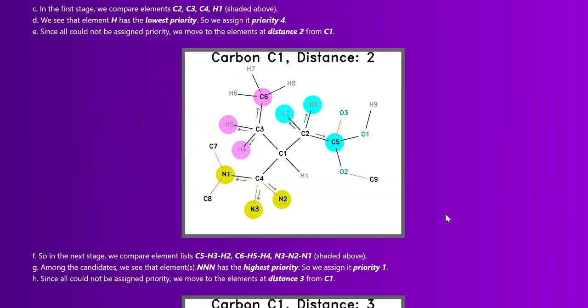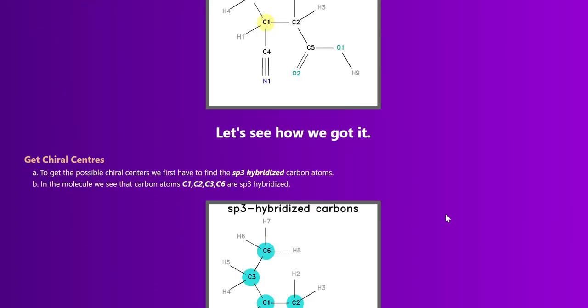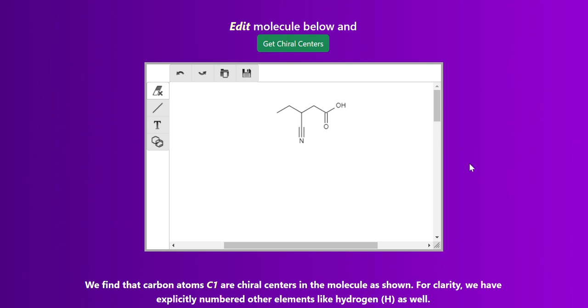Okay, so this was a brief overview. Feel free to edit the molecule as you want, play around with it, and hope you find this tool useful.